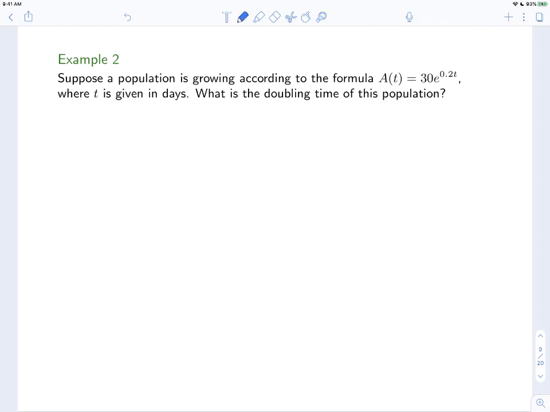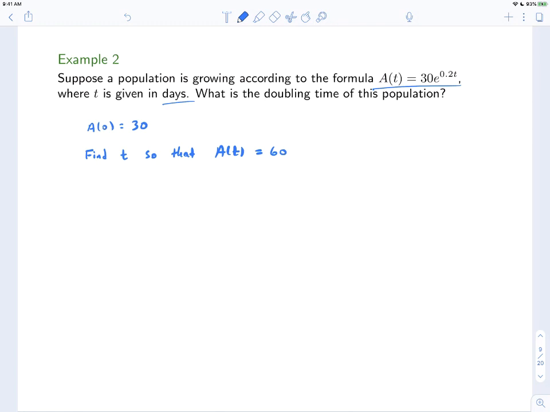Let's do another example. Suppose a population is growing exponentially according to the formula you see here. A at t is equal to 30 times e to the 0.2 times t, where in this case t is given in days. What is the doubling time of this population? Okay, well, we're given an initial population, which is 30. So A at 0 is equal to 30. What we want to know is how long it takes to double. So find t so that A at t is equal to twice that, so 60.